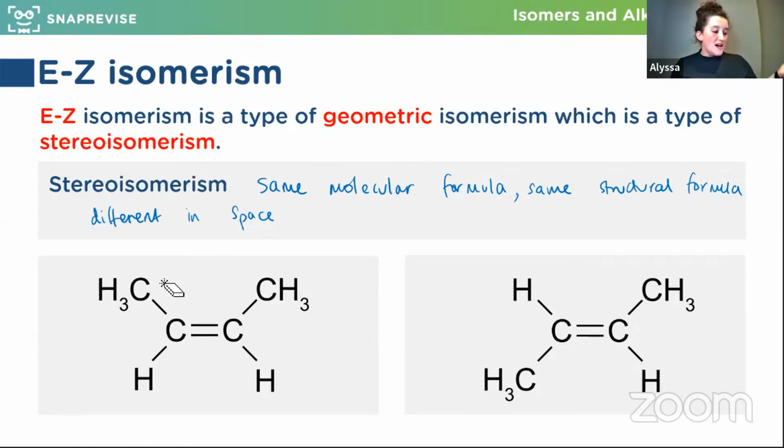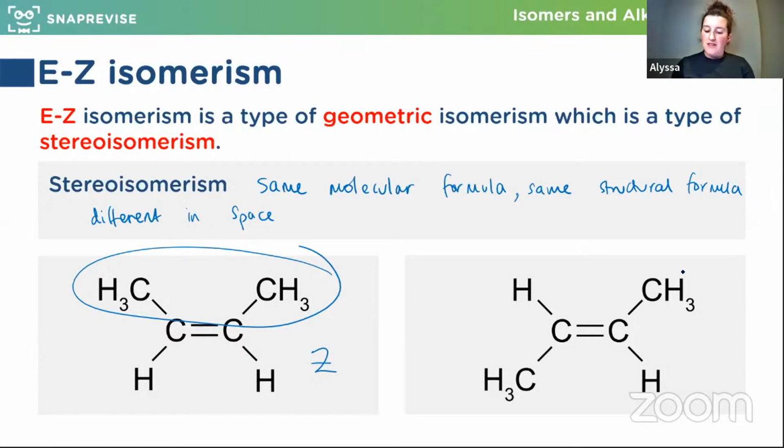Good. So I do the same. I say Z, they're on the same side. So they are both on top of the double bond. So that would be a Z isomer. And then E it's like Entgegen. Thank you very much. Hopefully I've pronounced that a bit better.